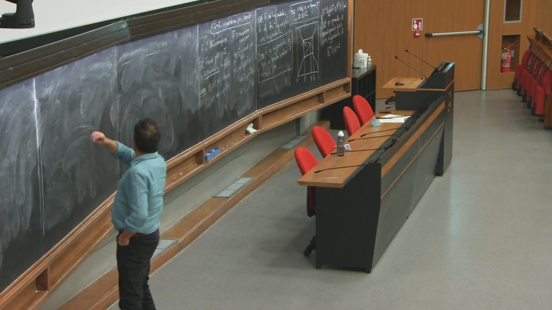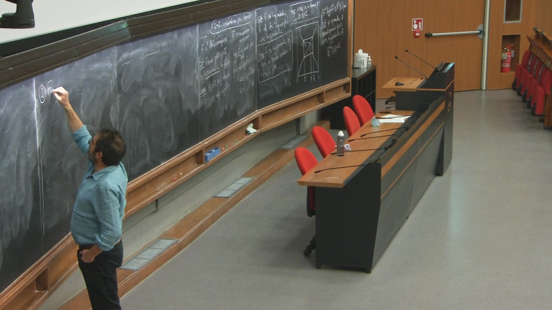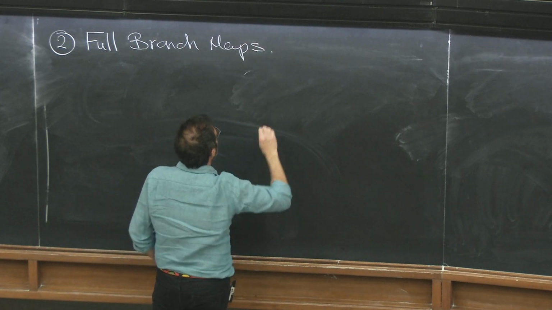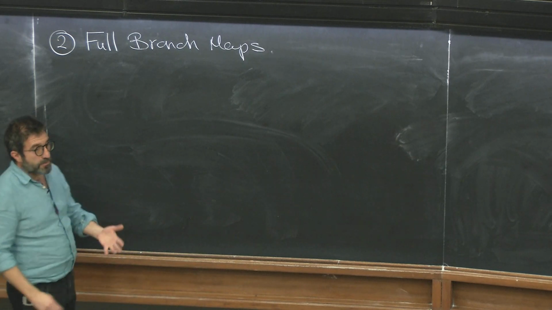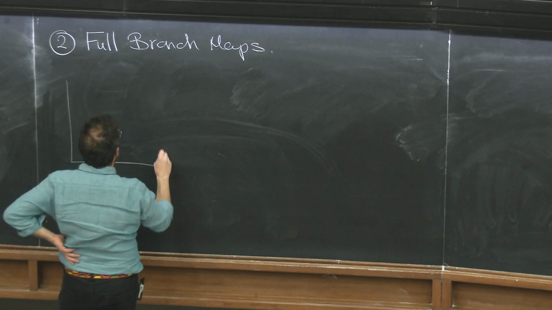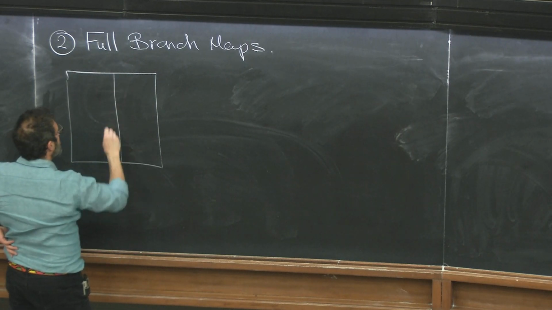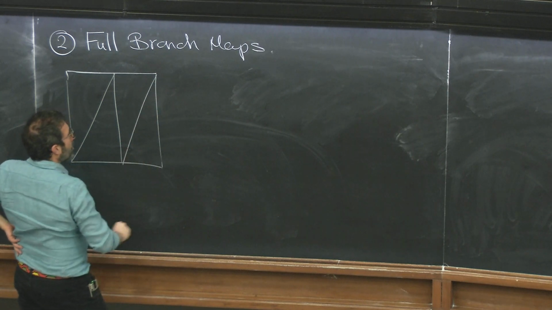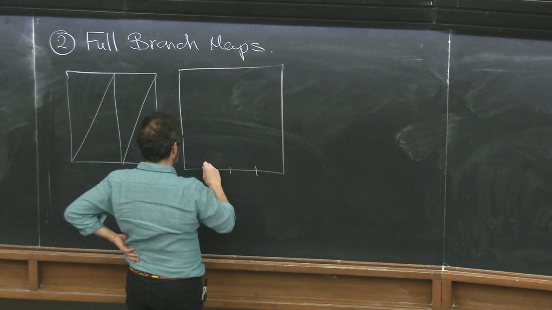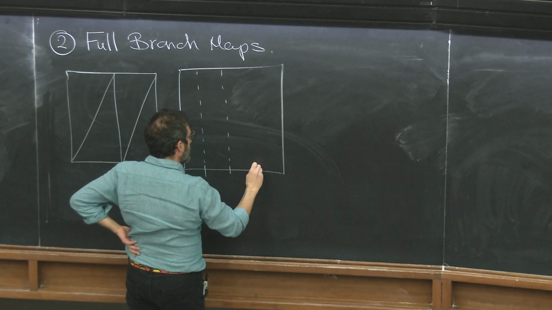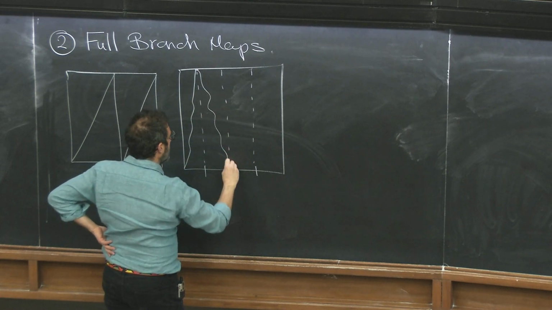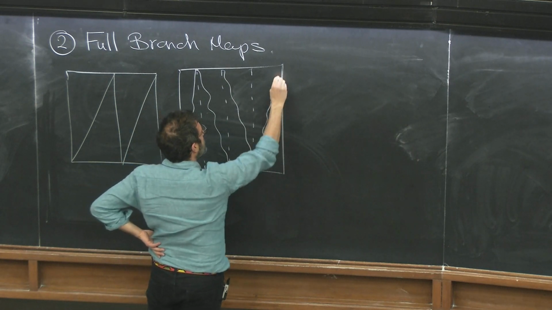So the second class of examples I want to talk about is full branch maps. And full branch maps we've already seen. By full branch maps, I mean, for example, 2x mod 1, or another map where, for example, we divide the interval into 4 parts, and each part does not have to have constant derivative. It might map like this, it might map like this, it might map like this.